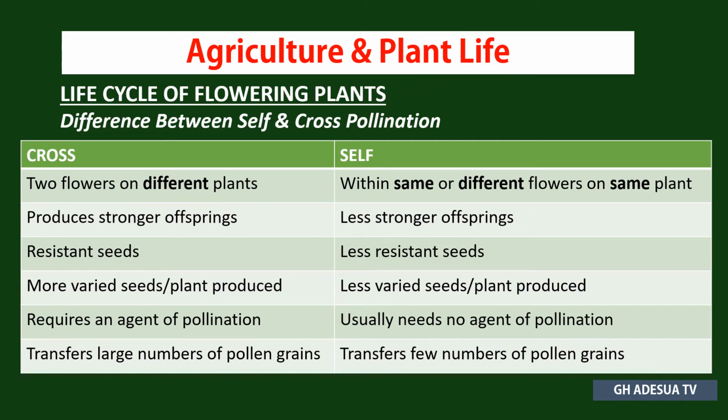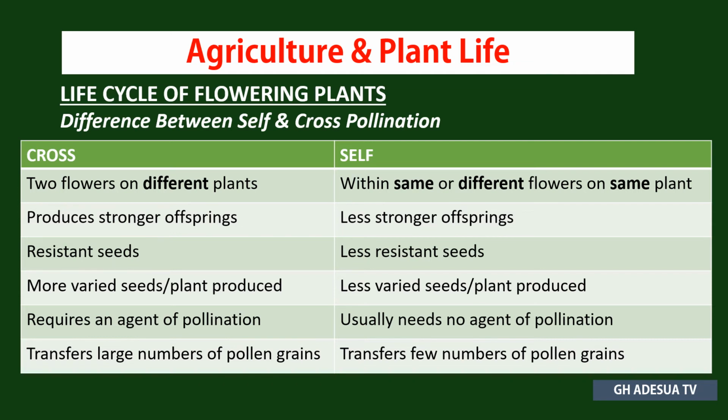Then we go to the second point. Produces stronger offspring. When you cross the plants, because of the mixture of genes. Genes is what carries your genetic code, how you would look, how you would behave. So when you do cross pollination, it produces stronger offsprings. But then in self pollination, there's less stronger offsprings as compared to the cross.